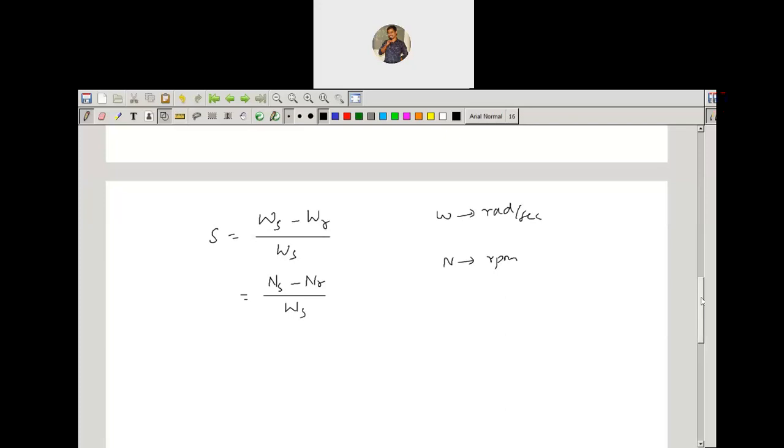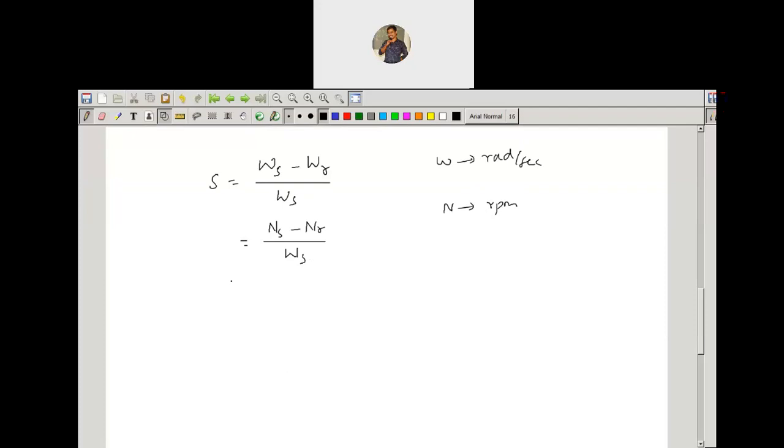From this equation, you can write down the expression for the motor speed, or rotor speed. We can write nr equals ns, the synchronous speed, times 1 minus s. So this is the speed equation of the induction motor. Speed of the induction motor we can find out from this formula, nr equals ns times 1 minus s. After that we need to find out the torque equation.